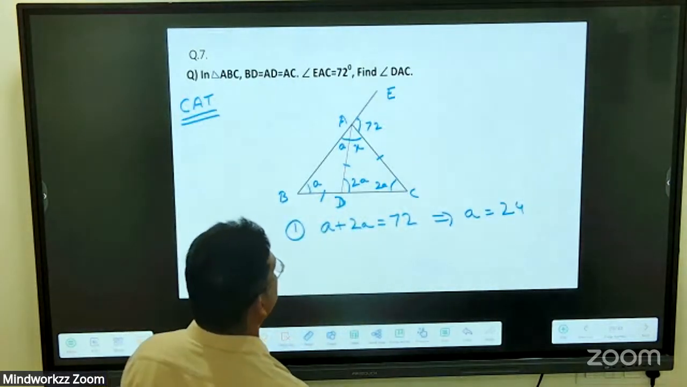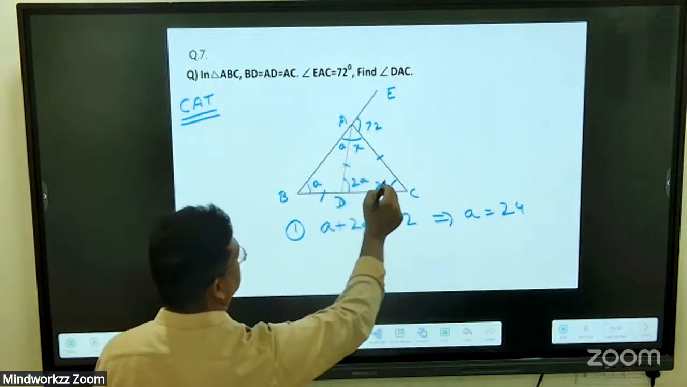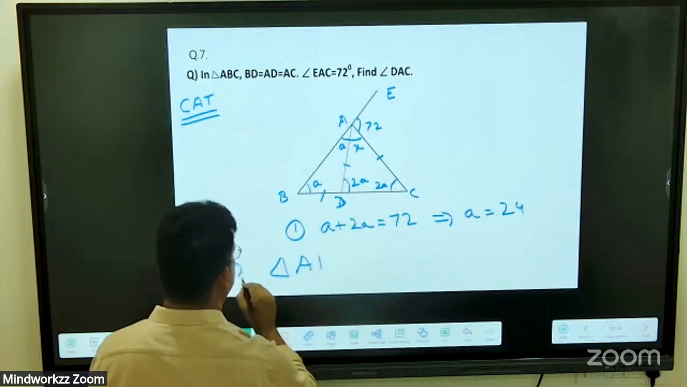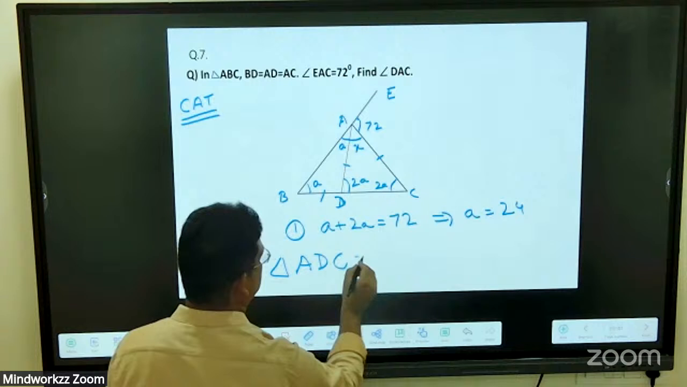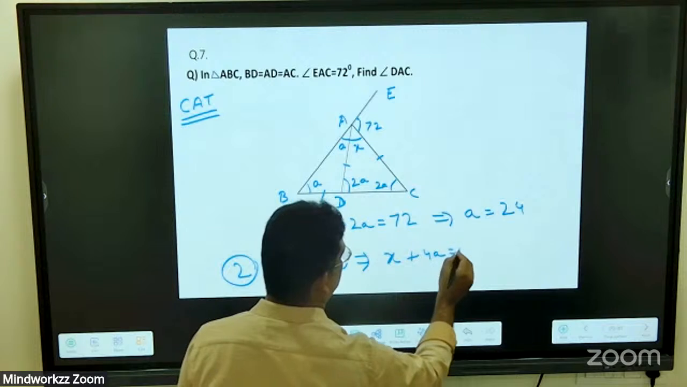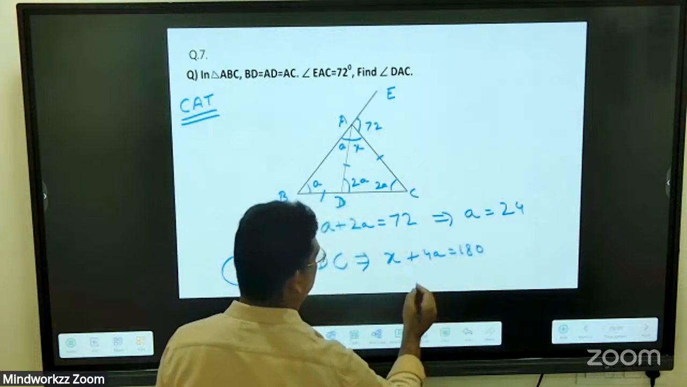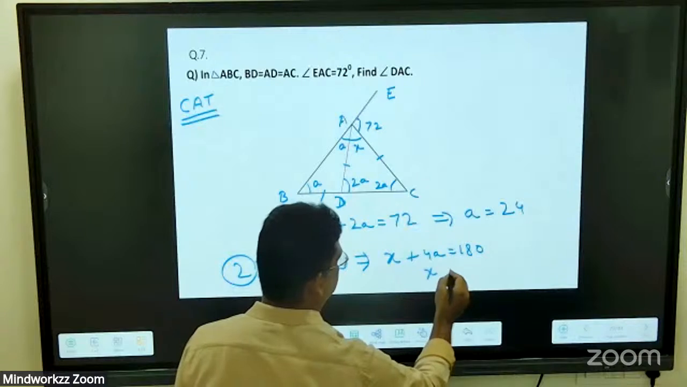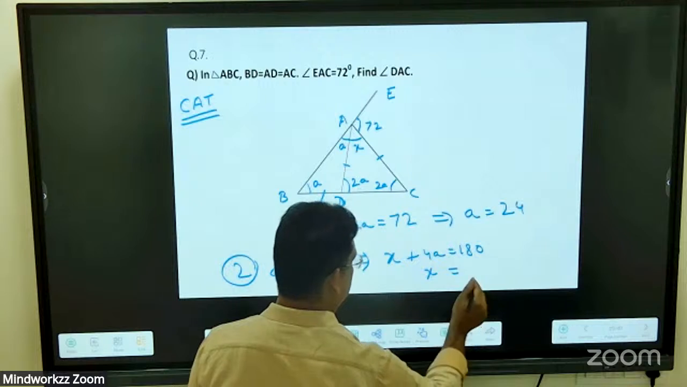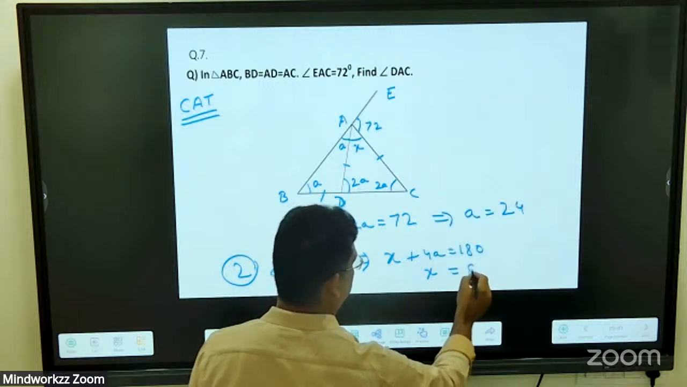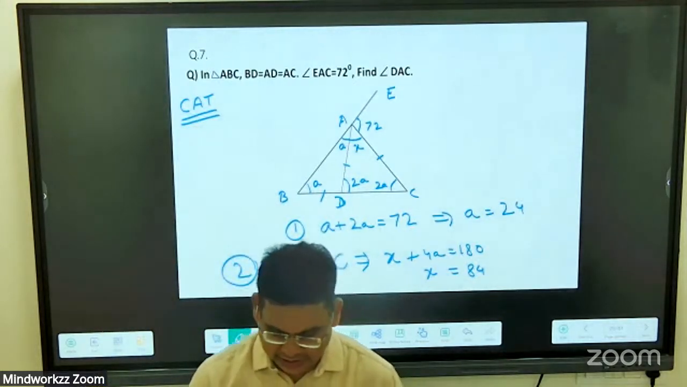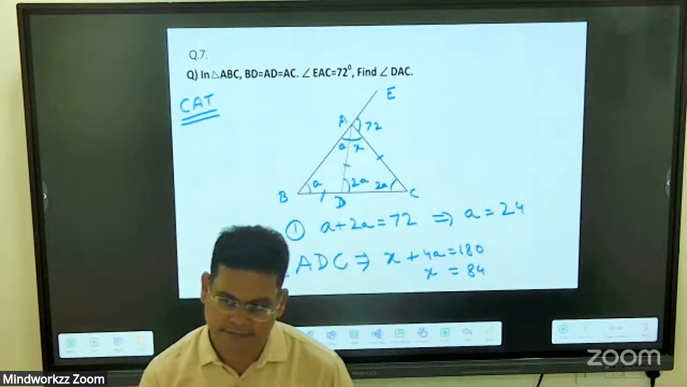Now, you take this triangle ADC. Second equation. In triangle ADC, what can you see? X plus 4A is equal to 180 degrees, and you already know A is 24, so X will be 96. X will be 96, 84. Right? I hope it is clear to all people who have got the wrong answer.